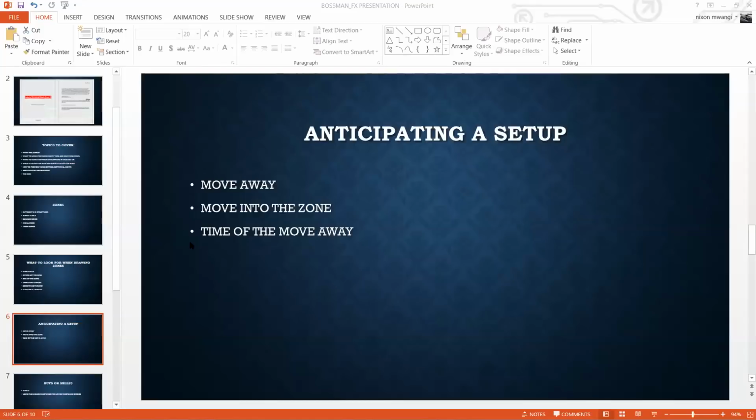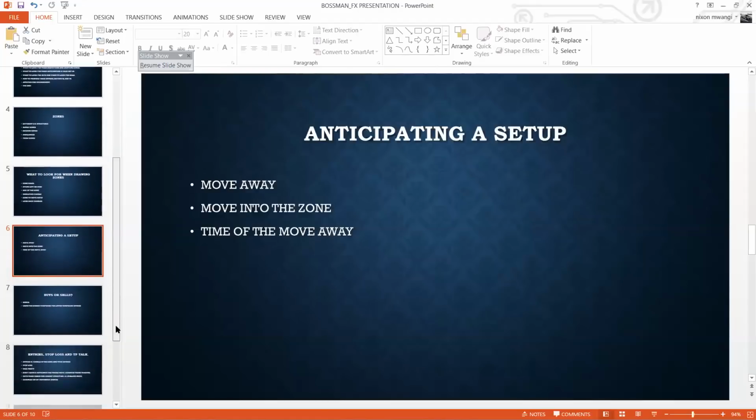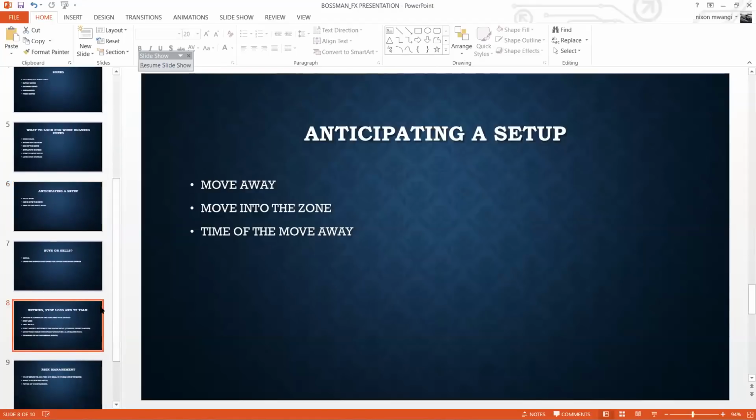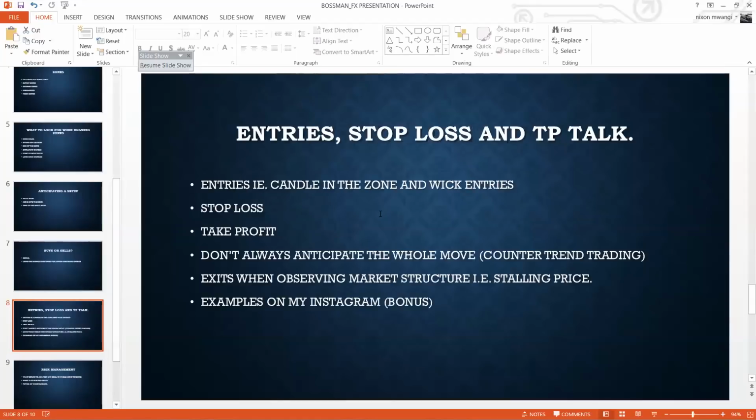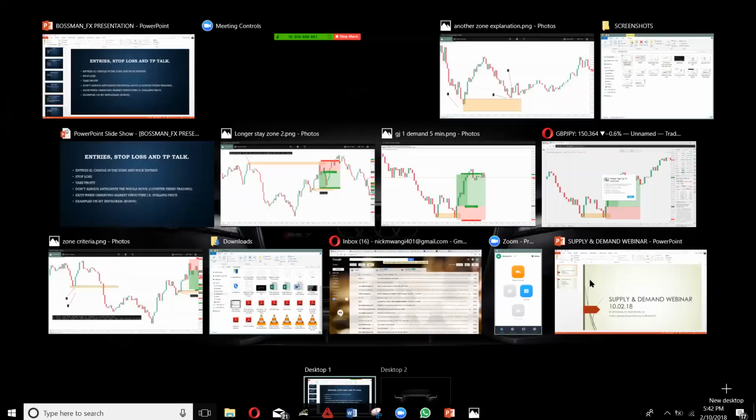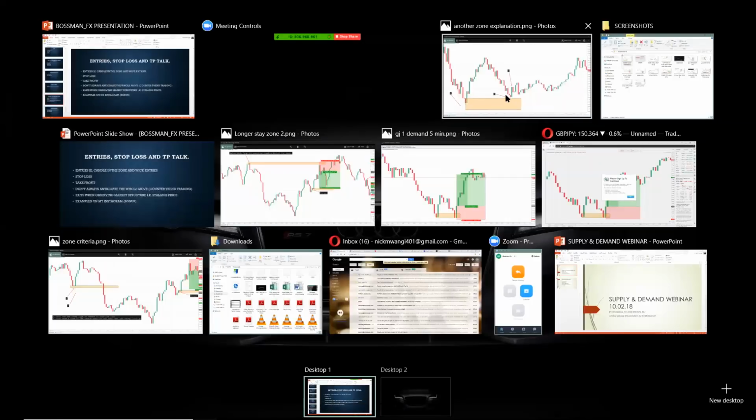Yes. So I think we've finished with move away and time of the move away. Now we will go into move into the zone. So in move into the zone, that's where we were talking about entries. Yeah, sorry. So we were in entries. So with entries, I will go back to the chart and talk about entries.